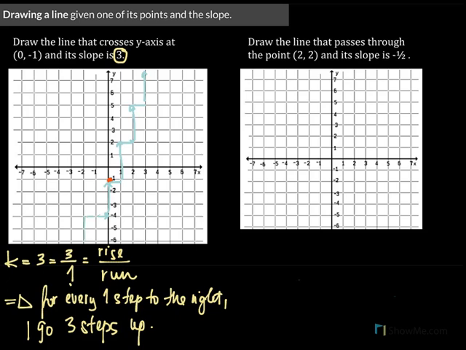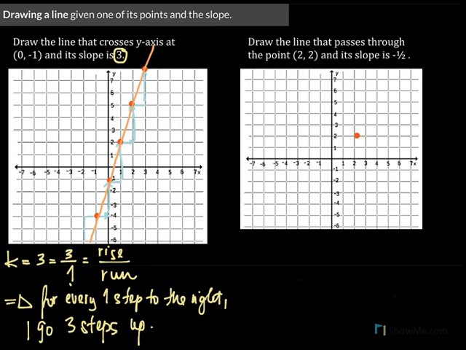I can now mark points and connect them with the line. So try to pause the video and draw the line. In the second question, you start at point 2, 2. So I assume you gave it a go, and we'll start at 2, 2.